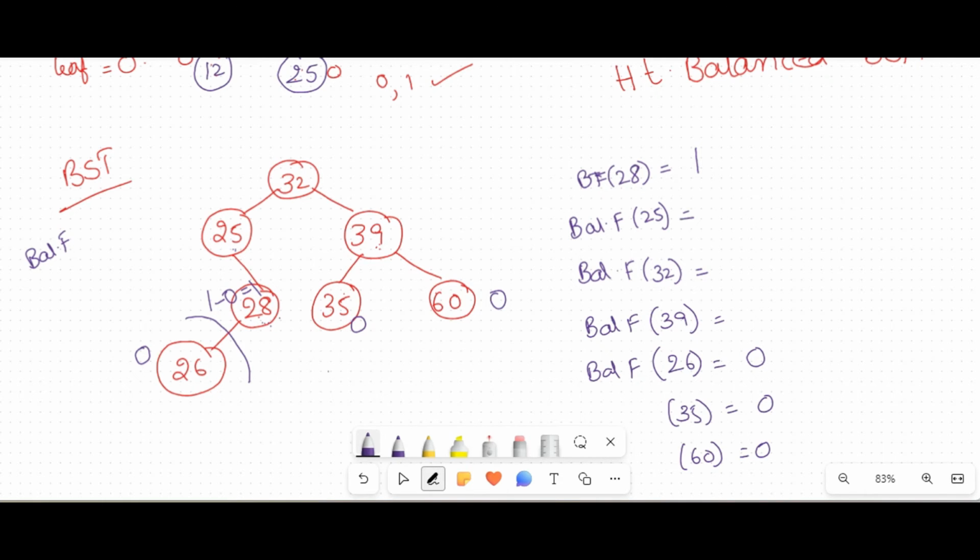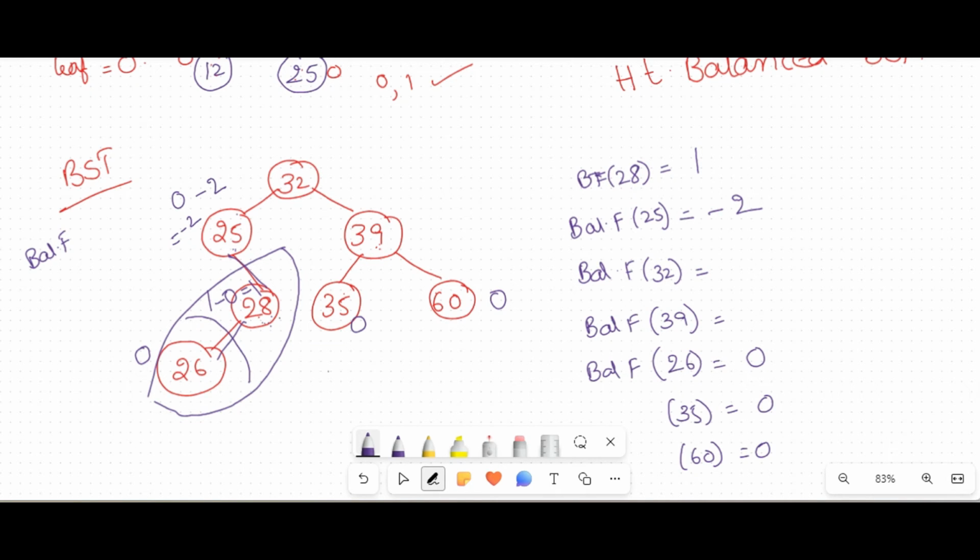So is there any left subtree for node 25? No, consider it as 0. Now right subtree height. Don't consider only this one. This is your complete right subtree for 25. Then what is the height at 25 for the right subtree? It is 2. 0 minus 2 is equal to minus 2. At node 25 the balance factor is minus 2.